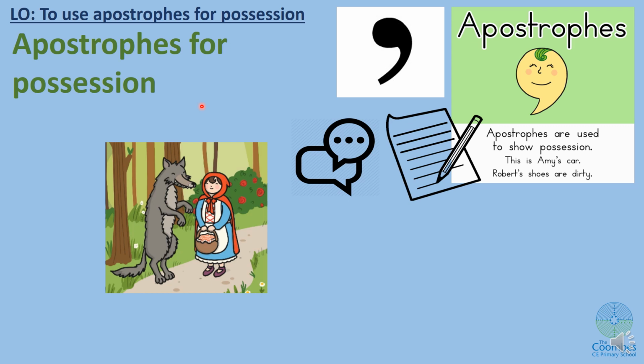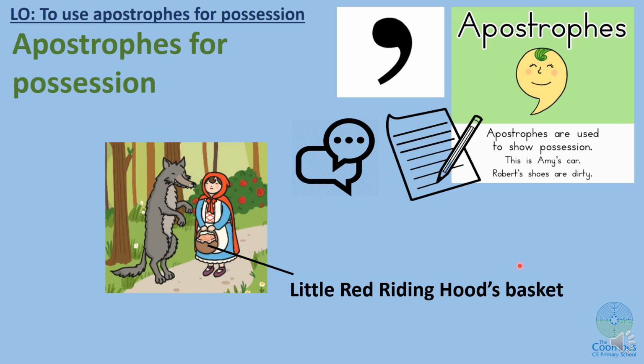So let's look a little bit more at showing apostrophes for possession. So remember, that is showing that something belongs to someone. So I have a picture here of Little Red Riding Hood and the wolf, and I'm going to show you some phrases where we can use apostrophes to show something belongs to someone. So my first example is Little Red Riding Hood's basket. It's the basket that belongs to Little Red Riding Hood.